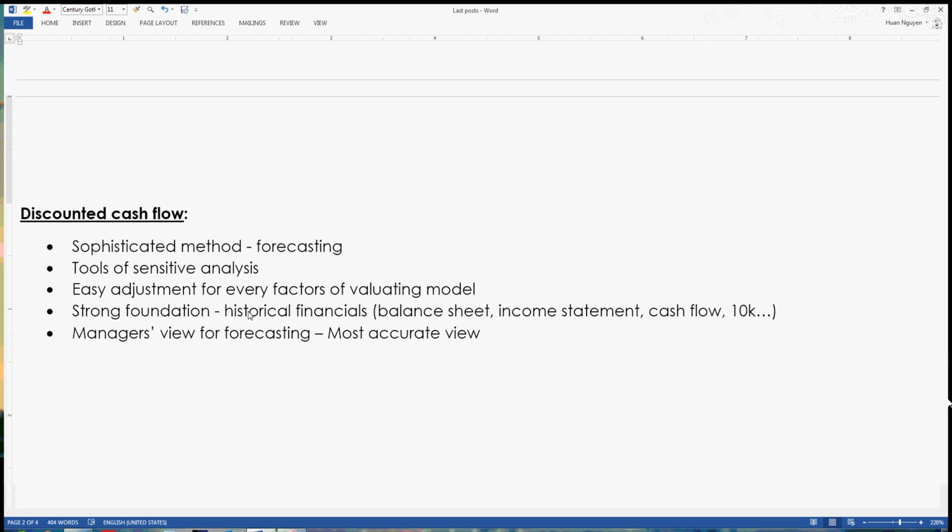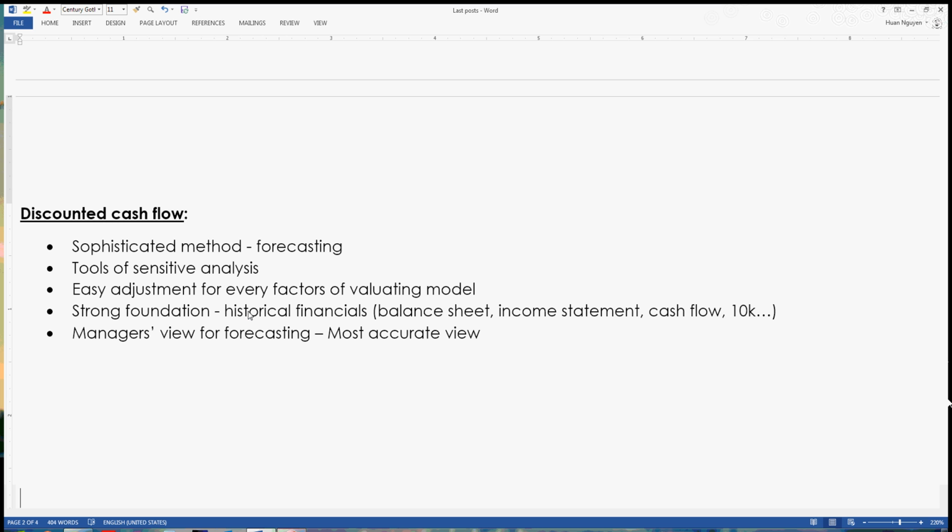So we have to use a lot of techniques and ratios to apply for that. So it is sophisticated, and it should be accurate based on the fact that it's sophisticated, using the WACC, using cost of capital, using free cash flow, using the financial information.